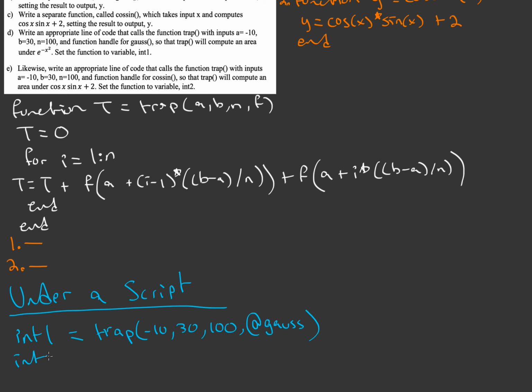And the same thing goes for integer 2, where we say trap of negative 10, which are our endpoints right here, 30 endpoints, 100 number of iterations, and say at cosine. And then that would basically go under a script, and under that script we would have all these functions, in which these functions would call each other using these function handles. So that's all there is to this question.